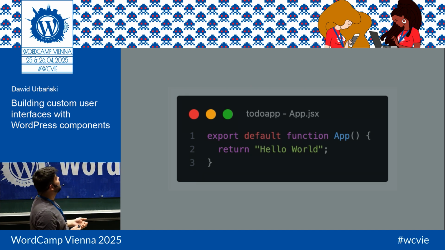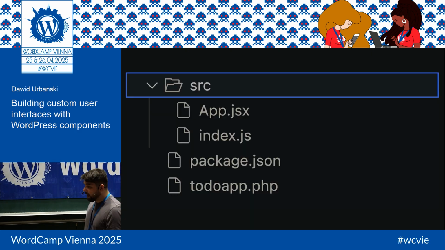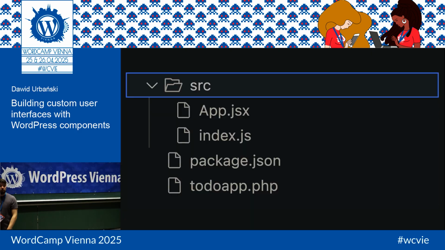Let's first inspect our structure now. We have todo-app.php. You saw this at the beginning, the empty plugin file with constants. We have package.json that we already saw. We added scripts to it. We have the index.js file that I just showed you, where we initialize the React app within our div. And we have this super simple App.jsx.